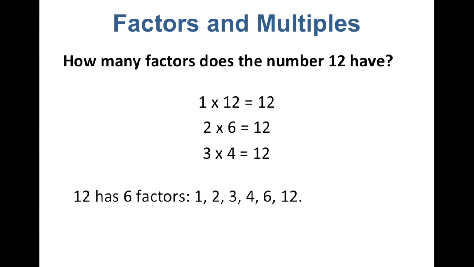So 12 has 6 factors, and we just list them in order: 1, 2, 3, 4, 6, and 12. We list each factor once. For the number 12, this is clear, but think about a number like 16, where you could have the fact 4 times 4 equals 16. We'd still only list 4 one time, even though it's used twice in one multiplication fact.